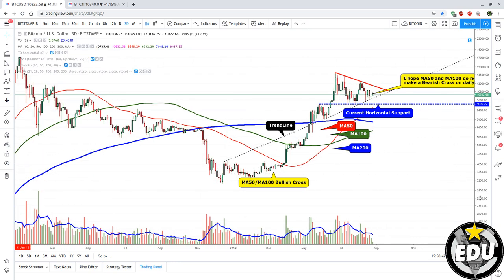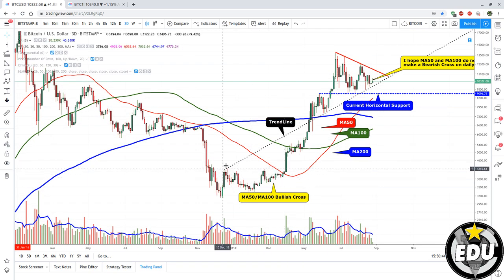Okay, we're still above this trend line that I traced. I don't think it's super strong, but it's something to keep an eye on.